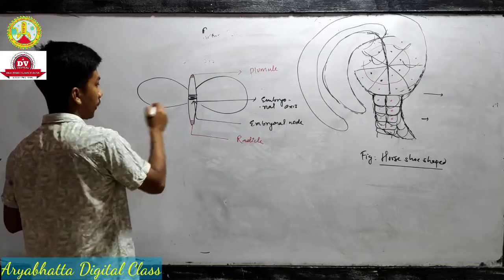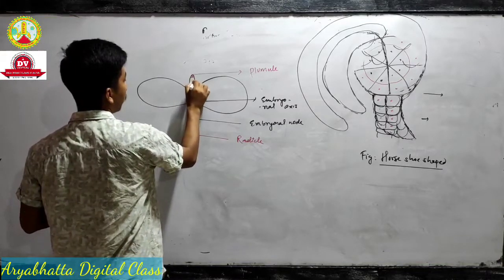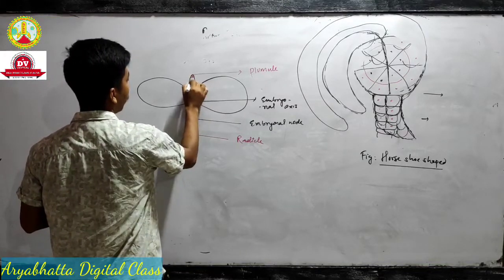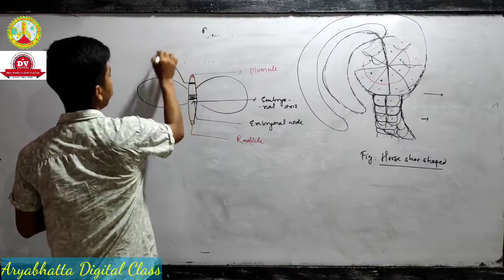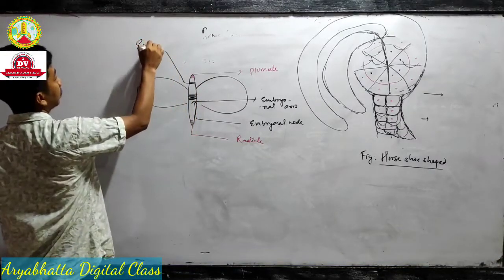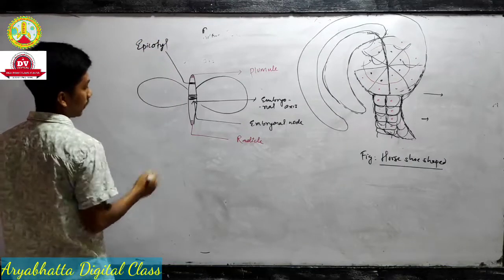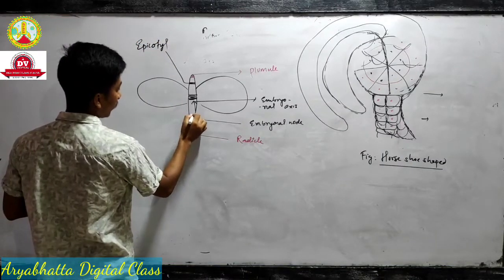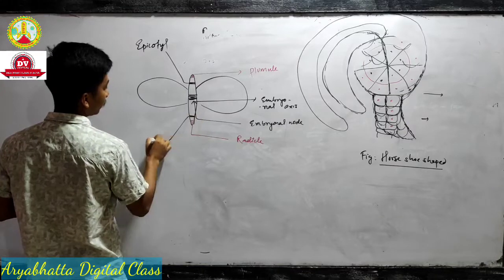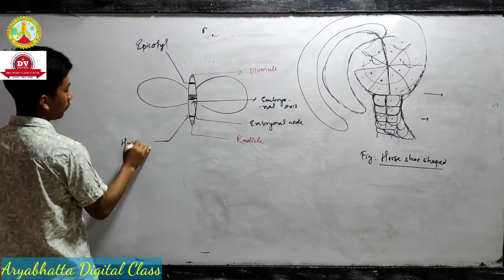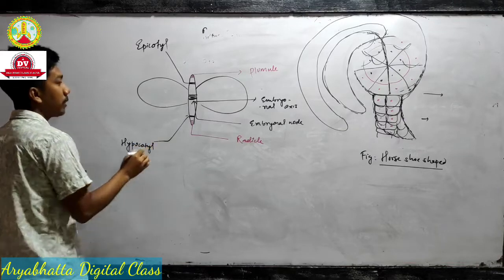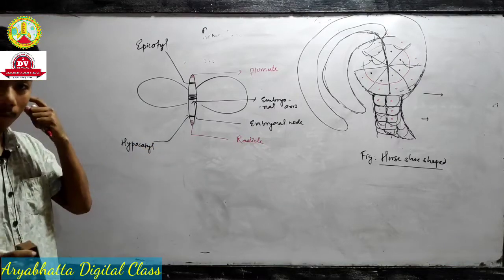Plumule and radicle. And the structure towards the upper region, below the plumule, is known as epicotyle, and the structure towards the radicle, at the lower region, is known as hypocotyle. Epi means above, hypo means below.